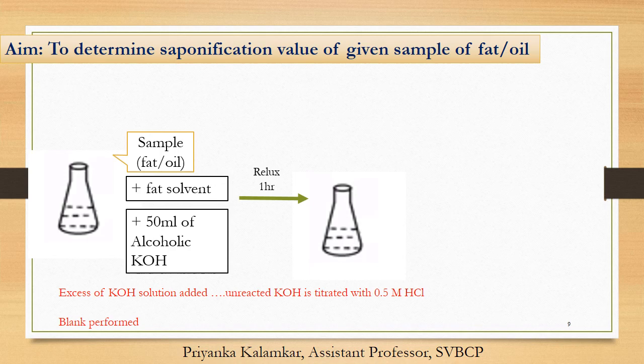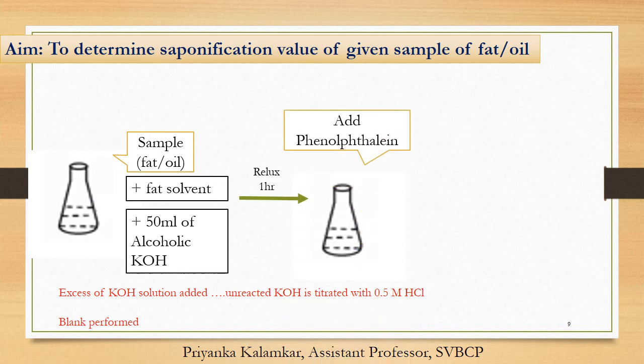Now, what do I have in the conical flask after refluxing for 1 hour? Initially I had triglyceride, that is fat or oil, plus KOH. After 1 hour of reflux, I should have in the flask the triglyceride molecule broken into glycerol and the sodium or potassium salt of the corresponding fatty acids, which we call soap. Plus I have the unreacted amount of alcoholic KOH in the conical flask. So the conical flask now has more of the unreacted alcoholic KOH.